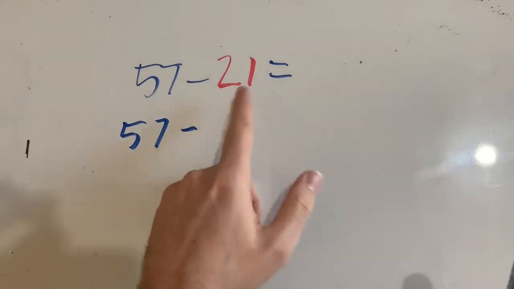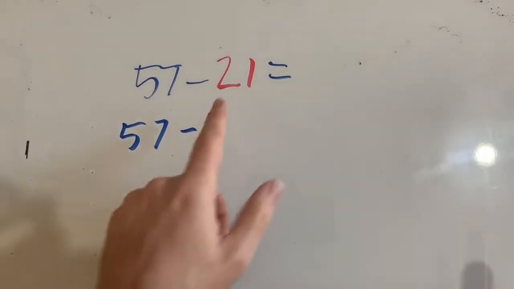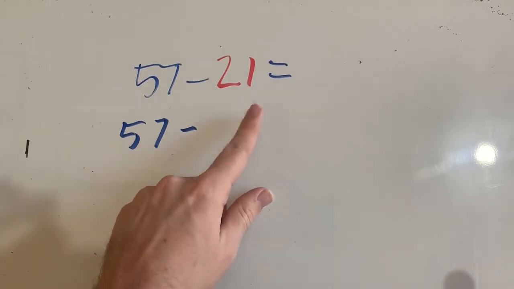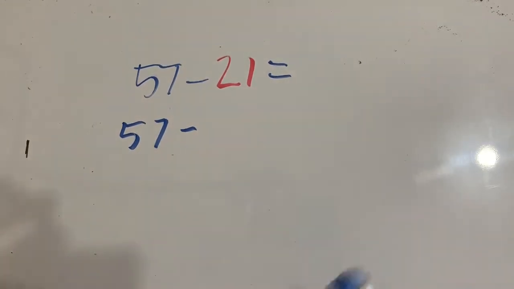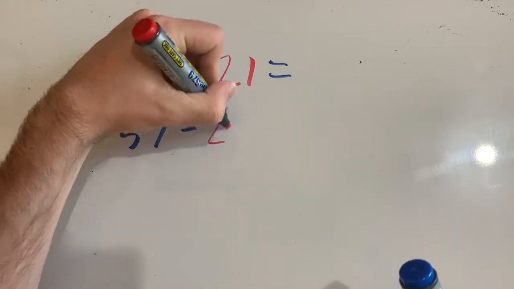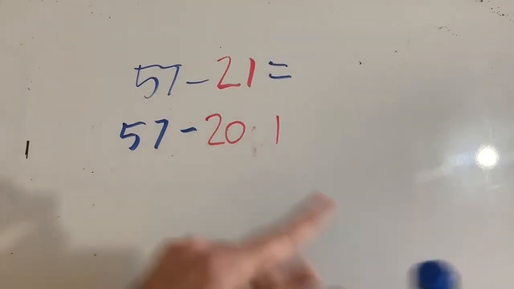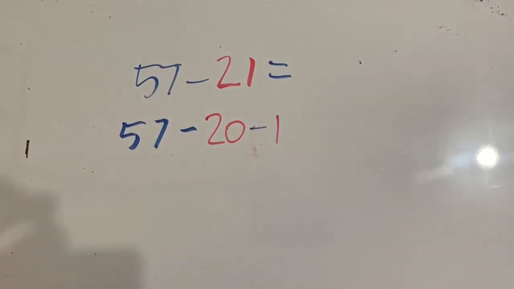Well, we've got tens and units, and it makes sense to split it into tens and units. It's easy to just take tens away, and it's easier to just take units away. So let's do that. So let's break this into 20 and 1. So we're still taking 21 away. We're just doing it in 20 and 1. So that makes things a lot more easy for us.